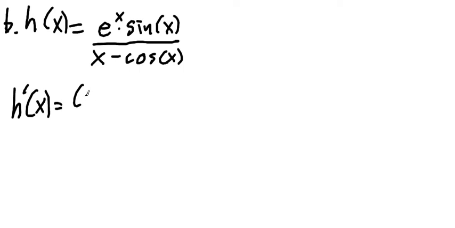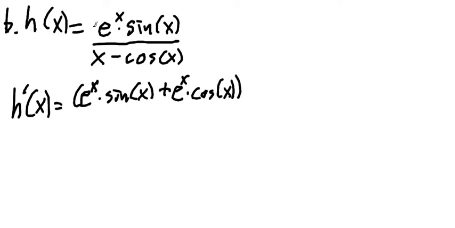The derivative of e to the x is itself, and I leave sine of x alone the first time. Then I subtract, or what? No, then I add. Okay. I add e to the x. This time I'm leaving e to the x alone, and I'm multiplying by the derivative of sine, which is cosine of x. This is the derivative of the top. It's long, but that's what it is. Times the bottom, which is x minus cosine of x.